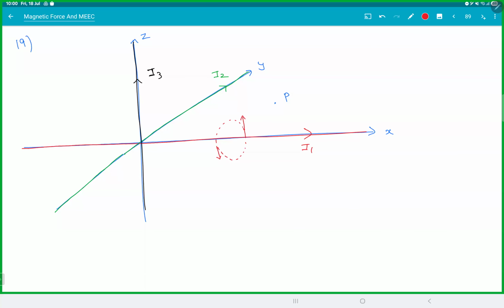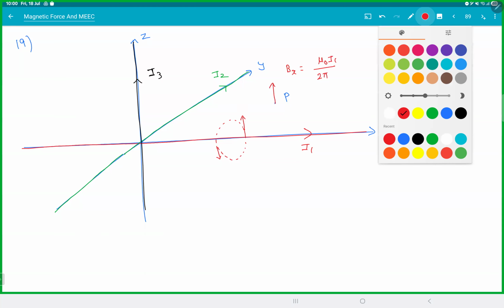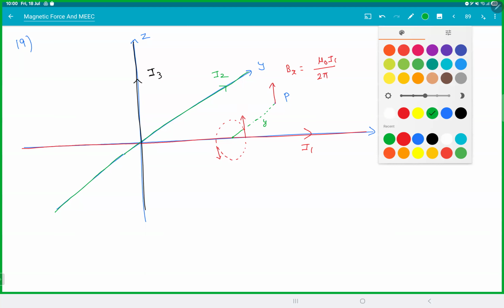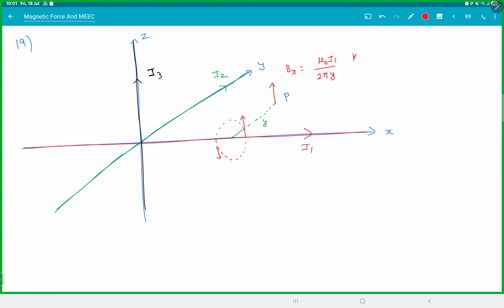So on that xy side, it is going up. So at point P, the field will be up: Bx is mu naught I1 by 2 pi d, where d is the perpendicular distance. So for x-axis, what is the perpendicular distance? For x-axis, the perpendicular distance is y coordinate, isn't it? So Bx is mu naught I1 by 2 pi y k cap. Are you clear with that? For x-axis, the perpendicular distance is y coordinate. For y-axis, perpendicular distance is x coordinate.